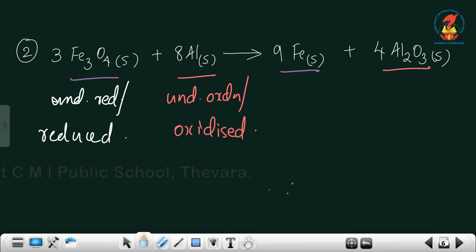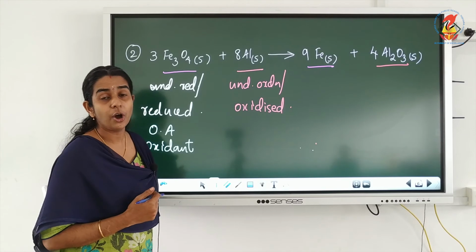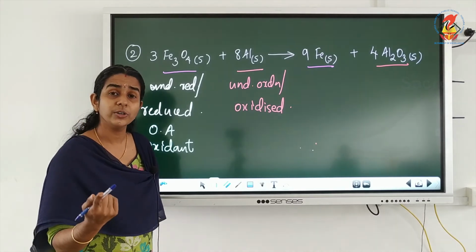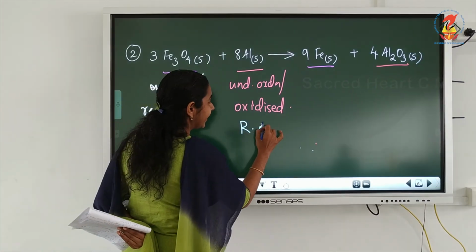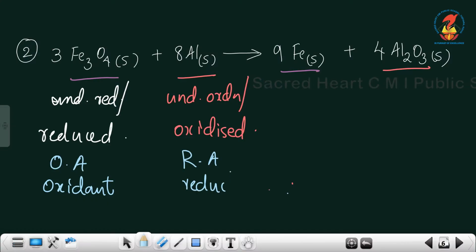Now, once again, Fe3O4 is undergoing reduction, which means it is acting as the oxidizing agent, or oxidant. Similarly, aluminium is undergoing oxidation, which means it will be acting as the reducing agent, or reductant.